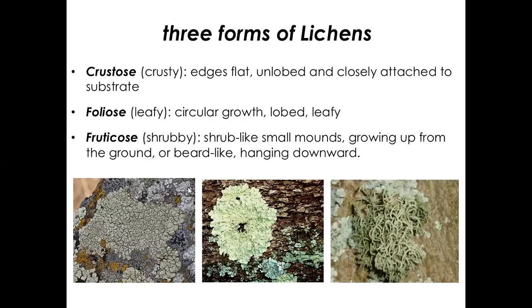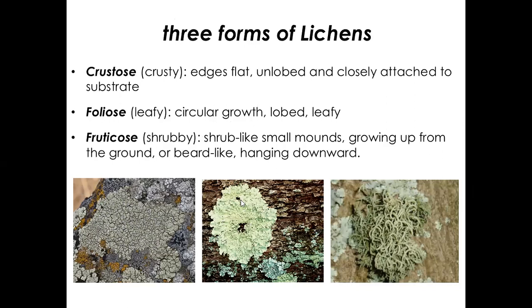You get three major growth categories that we talked about. You've got crustose, or crusty ones. These are usually flat, and look like cracked, dry stuff. But that is how they look. They're not dried out. That's just how they grow, very closely attached to whatever they're growing on.